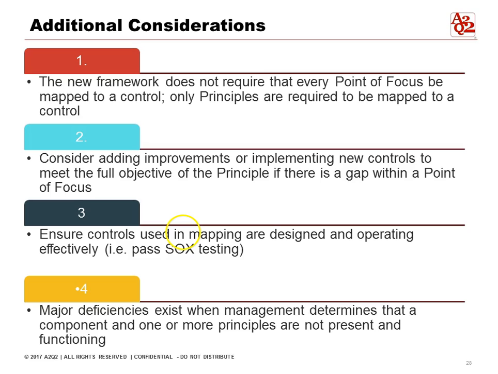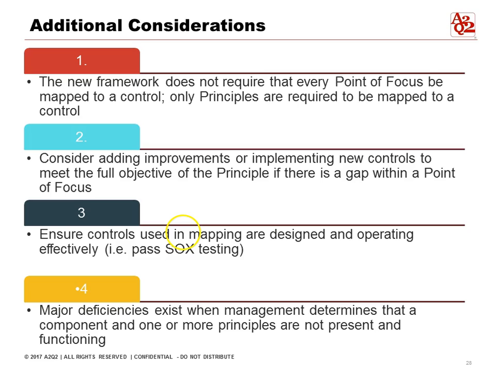And this is really important: making sure the controls that show up in this mapping are actually designed and operating effectively. We've had cases where clients will map controls into the COSO framework, but then 1 or 2 of those controls have failed or are deficiencies. And so even though you have something mapped to it, if it's not working effectively, you don't get credit for that. Auditors will check for that, so make sure we check into that.